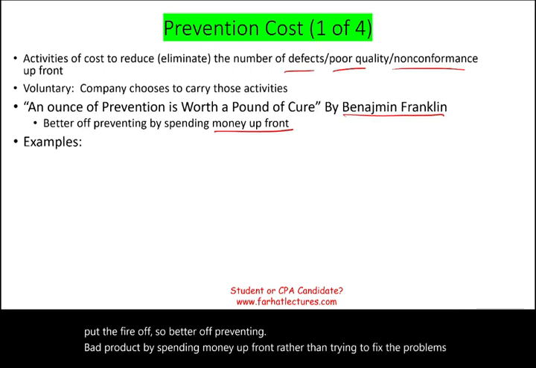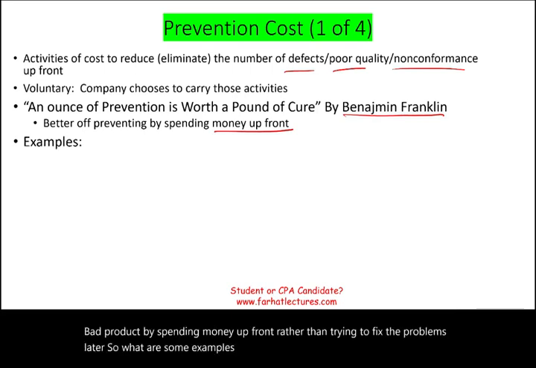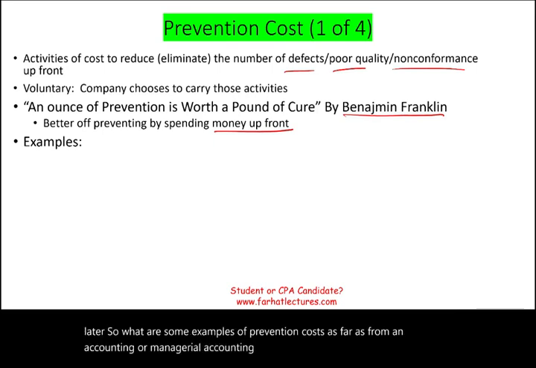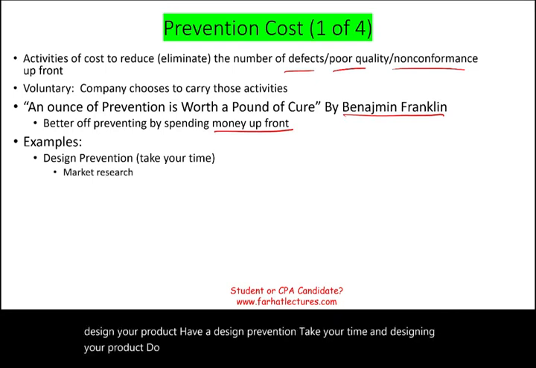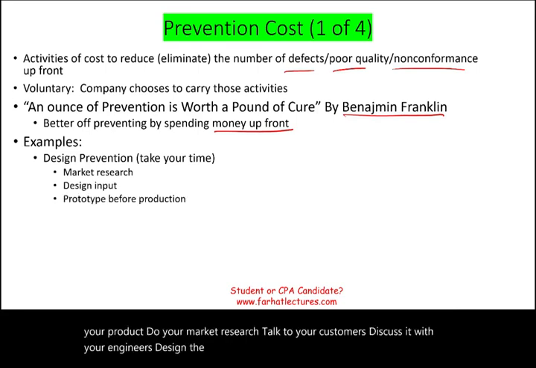So what are some examples of prevention costs from an accounting or managerial accounting perspective? The first thing is when you design your product, have a design prevention. Take your time in designing your product. Do your market research. Talk to your customers, discuss it with your engineers, design the input, make sure you have a prototype before production. So this way you test it to make sure it's working as expected.